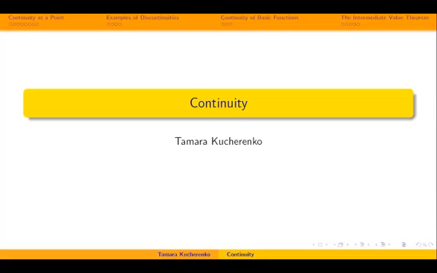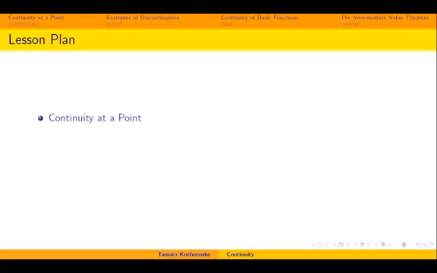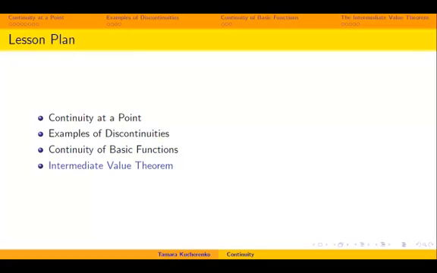Today we will talk about continuity. First, we discuss what it means for a function to be continuous at a point. Then we illustrate different ways in which continuity could be violated. After that, we return to discussion of continuity of basic functions. Finally, we state the intermediate value theorem and demonstrate its usefulness.